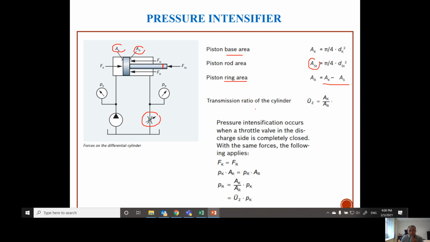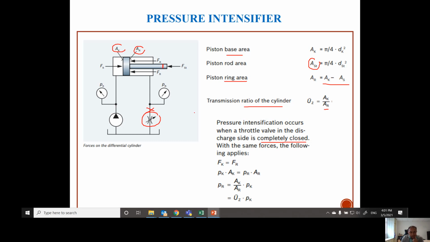So from here, you can come up with the transmission ratio of the cylinder. The ratio is given by the ratio between the area of the piston over the area of the ring. Okay, so this is the transmission ratio. So pressure intensification will occur when you put a throttle valve here, and then you completely close this throttle valve. It means that there will be no flow coming to the tank. So all the flow coming from the pump will now be blocked here.